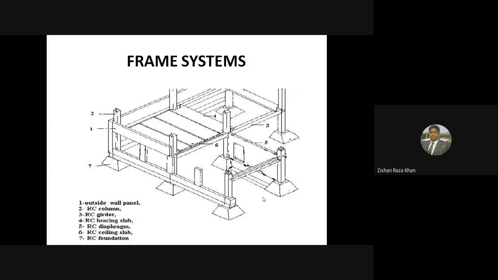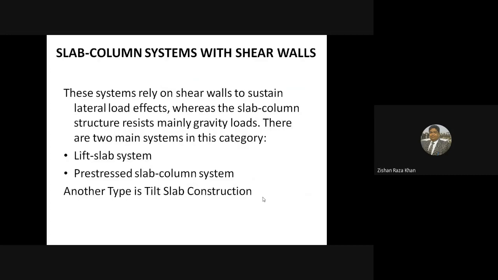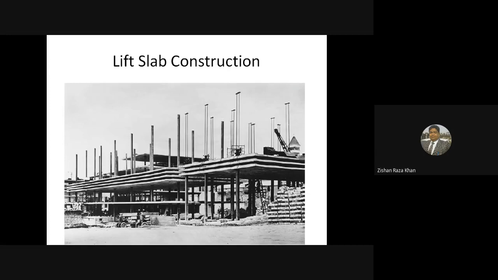And the example of this type of construction we have seen in Lucknow is Lulu Mall, okay, where beams and columns are transported to the site and assembled there. Slab column system with shear walls can also be transported. And this type of example, which we are taking here, is also considered as lift slab and tilt slab construction.